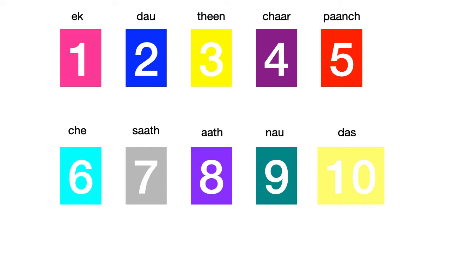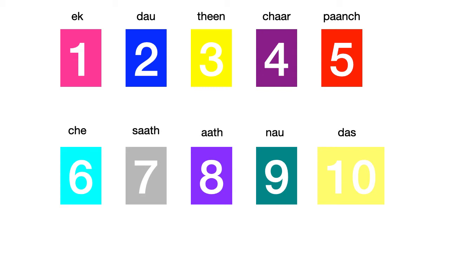So let's start. Ek is 1, do is 2, teen is 3, char is 4, panch is 5, chhah is 6, saat is 7, aath is 8, nau is 9, das is 10. So let's say 1 through 10 kind of faster now.